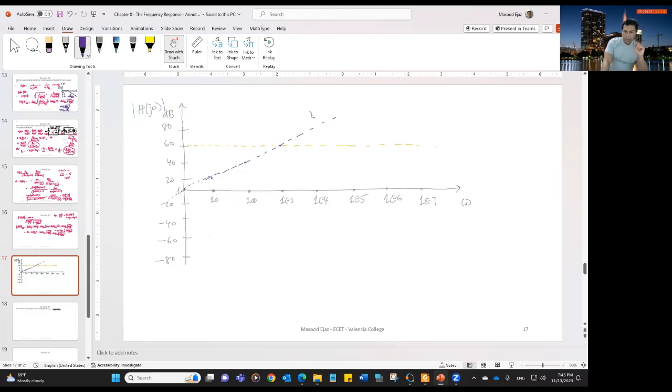So that is 20 log 10 of omega. It is increasing with the slope of 20 decibel per decade. 20 dB per decade. You have to show the slope. So that's my second line.